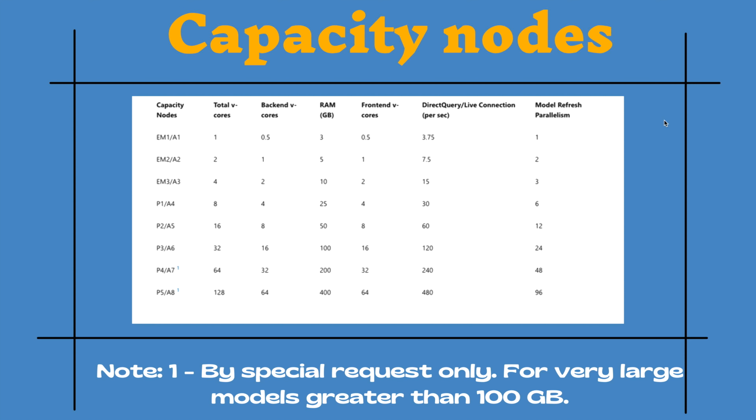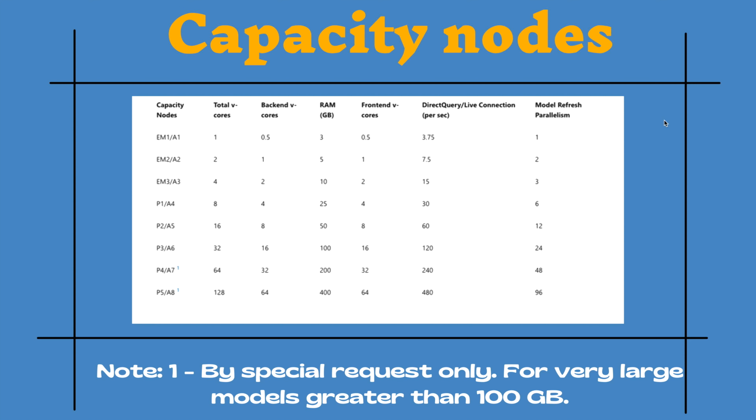Total you will get 128 for P5, and then out of 128 you can use as much as you want. But remember that their licensing cost is very high. So that's all for the capacity nodes for today. If you have any more questions and concerns, you know how to connect with us.